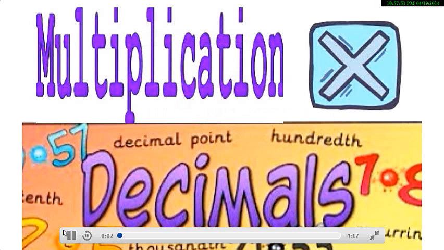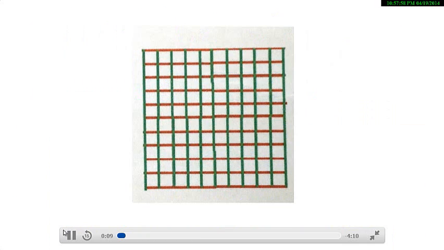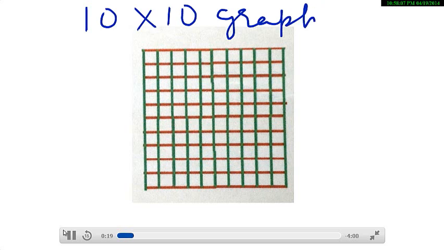Welcome to Math Lab. Today you're on your journey to discover decimal multiplication. You are provided with some 10 by 10 graph paper, a lab observation sheet and some color pencils. Look carefully at your 10 by 10 graph paper. The vertical lines are in green and the horizontal lines are in red.